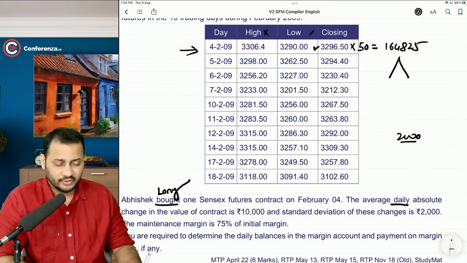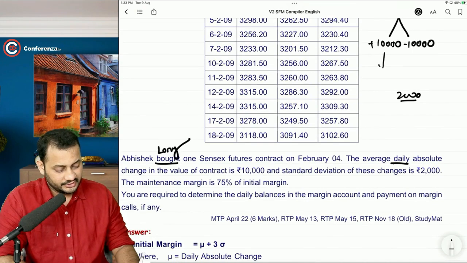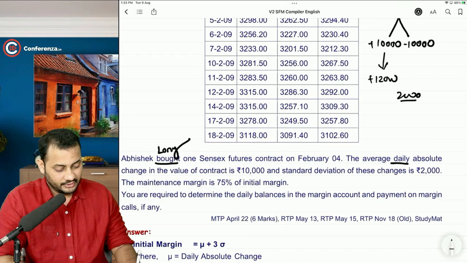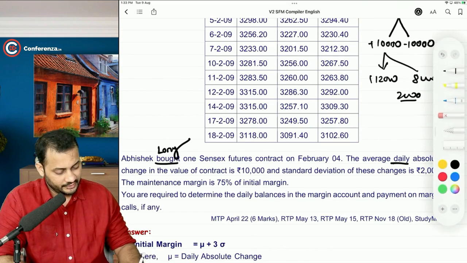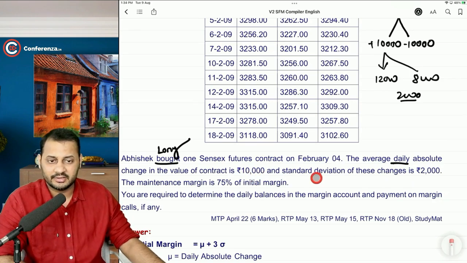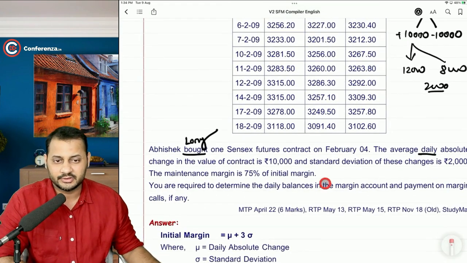I'm saying that 164,825 can go up by 10,000 rupees and can go down by 10,000 rupees. But standard deviation is something which is changing the absolute change itself. So your change can be 12,000 or 8,000 as well. So for 2,000, add 2,000 in this, deduct 2,000 in this. But you don't have to worry about all these figures because we are not going to use that much.